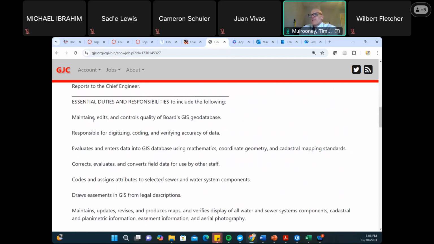everything here. Maintains, edits, controls quality of the board's GIS database, digitizing, coding, verifying accuracy of data, enters data into the GIS database, mathematics, coordinate geometry, cadastral mapping. This word cadastral is just a big fancy word for parcel mapping. Corrects, evaluates field data for use by other staff. We do fields. And so combined with this, some of our GIS classes and our field mapping class, I think you'd be really well positioned to do something like this in Montgomery, Alabama.